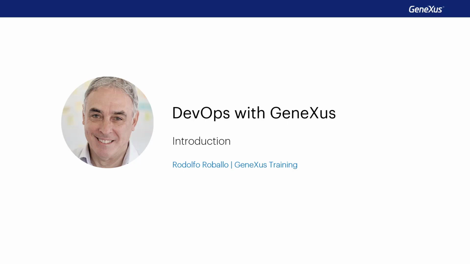DevOps is a methodology where the creation of an app is integrated with the operations that follow the development, such as production cutover, maintenance, and software evolution, in an endless cycle. Let's now see how this applies to Genexus.